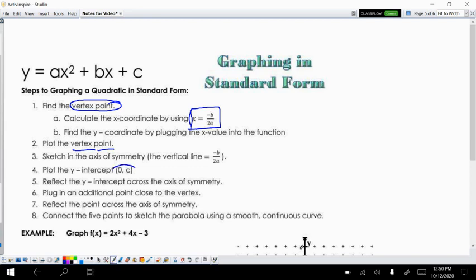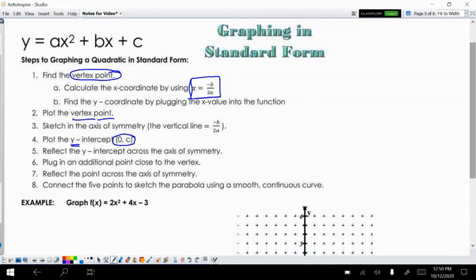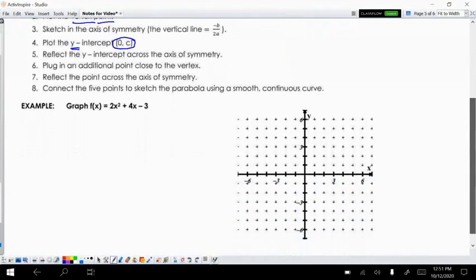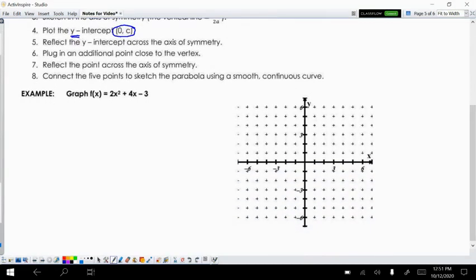We'll also know the y-intercept. The y-intercept, where our graph crosses the y-axis, is the point 0, c. So that last constant tells us the y-intercept, and then we can reflect that, find another point and reflect that, and we have enough to graph our parabola. So as we look at what we're going to graph with this example, we know a couple of things, and I'm going to write those down first.